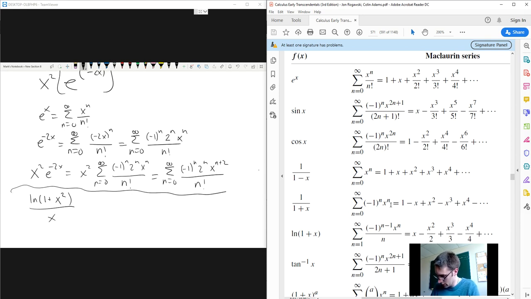Let's find a series for that one. And notice we do have a nice Taylor series for log of 1 plus x. That is the sum from n equals 1 to infinity of negative 1 to the n minus 1 times x to the n all over n.